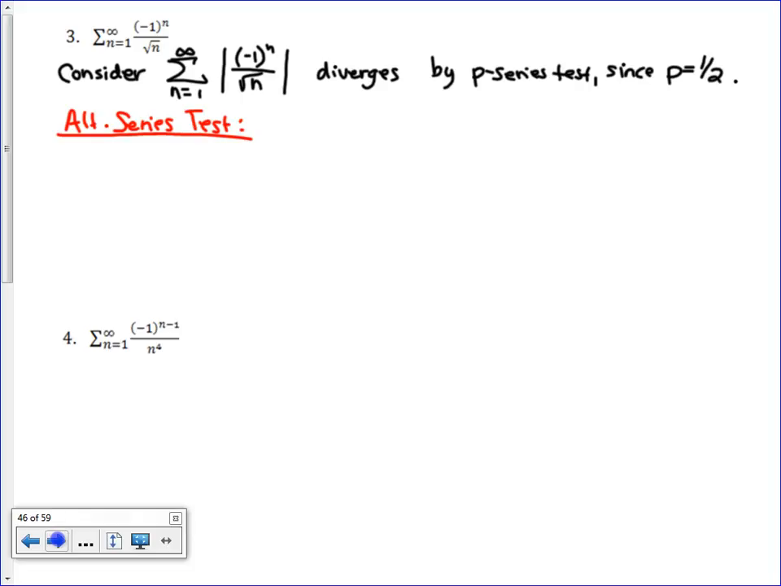does this one converge? To figure that out, first I would take the limit as n goes to infinity of 1 over root n, which is 0. First condition, good, right? But that's not enough. I need to check the second condition. The second condition says take the n plus first term and compare it to the nth term.